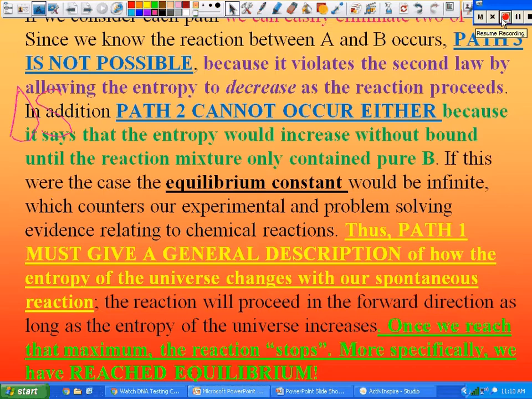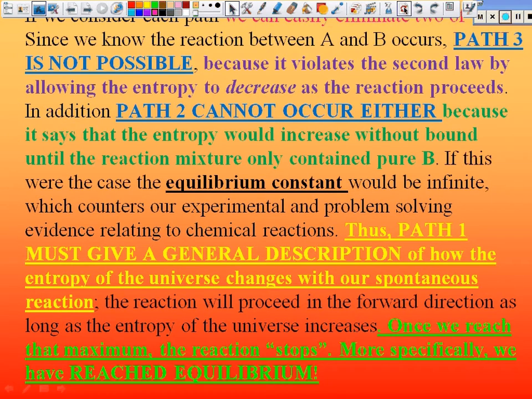So, one more time. Path 3 is not possible because it violates the second law by allowing the entropy to decrease as the reaction proceeds. Okay, go ahead. In addition, path 2 cannot occur either because it says that the entropy would increase without bound. Pause right there. What does it mean without bound? That basically the universe would no longer exist because it would just space it so far out that there would be nothing left. So that's not possible because the universe is destroyed if entropy continues to increase. Okay, go ahead. Until the reaction mixture only contains pure B.